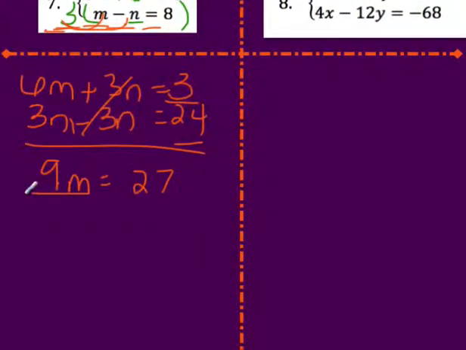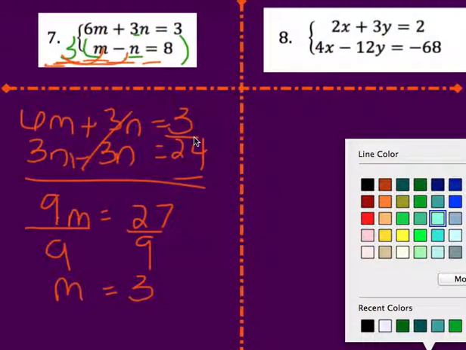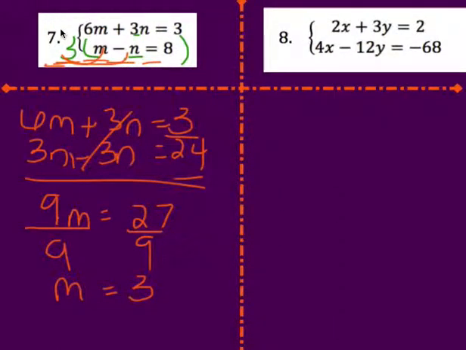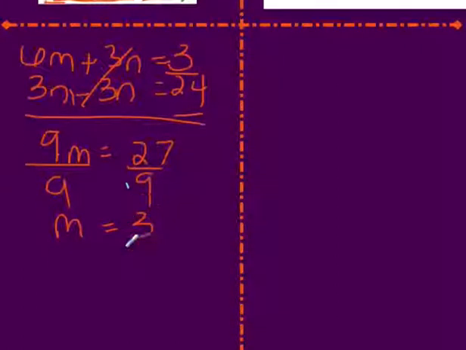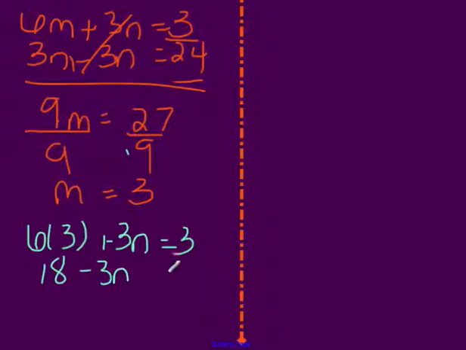So now I'm going to divide both sides by 9. And 27 divided by 9 is 3. So now I know that m is equal to 3. I'm going to go back up here and take that first equation. Wherever I see an m, I'm going to take that m out and put 3 in instead. So I have 6 times 3 is 18, minus 3n is equal to 3.